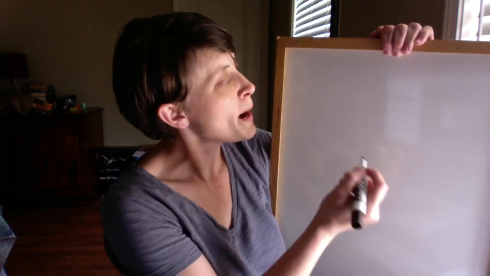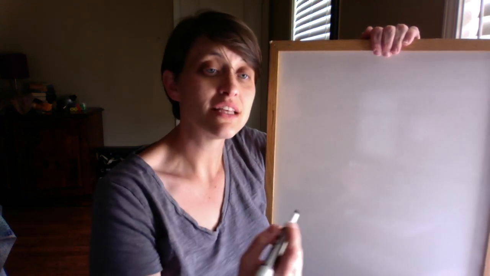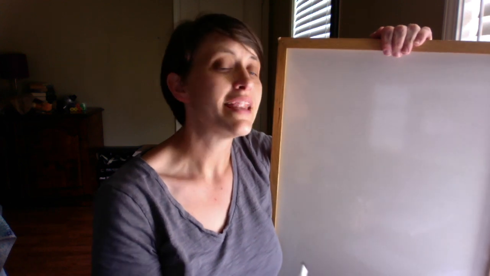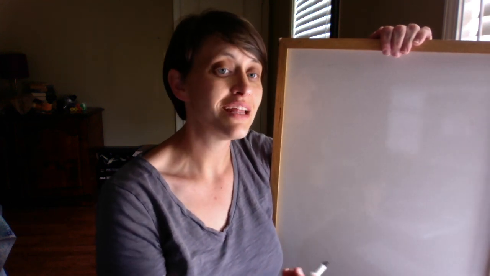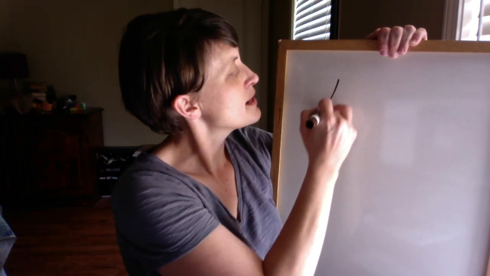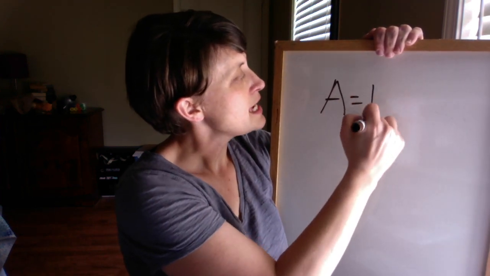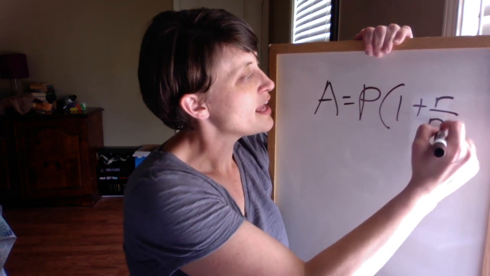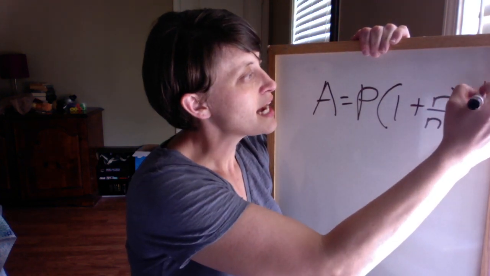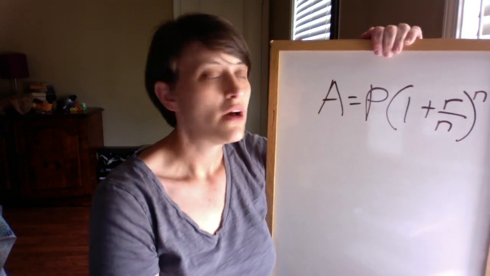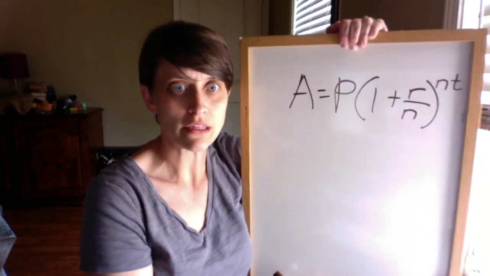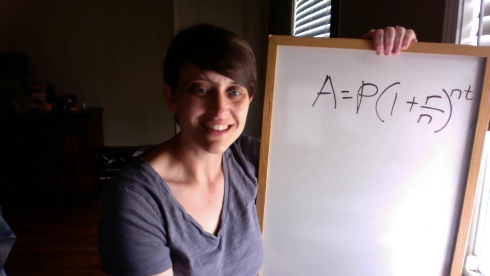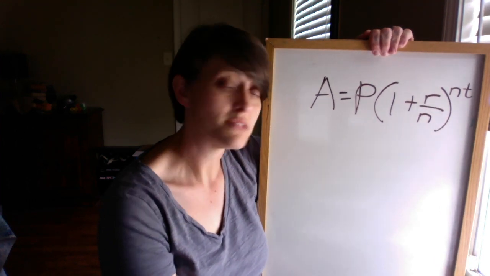Compound interest applies to interest that is earned on a balance that is compounded, meaning figured and added a certain number of times per year. So the formula for compound interest is A equals P times 1 plus R over N to the N times T power. You don't have to freak out about this formula. You will never have to memorize it, but you do need to know what all the letters mean.